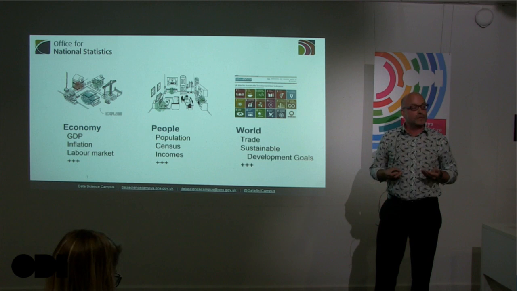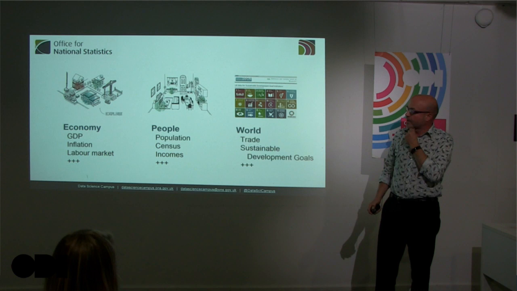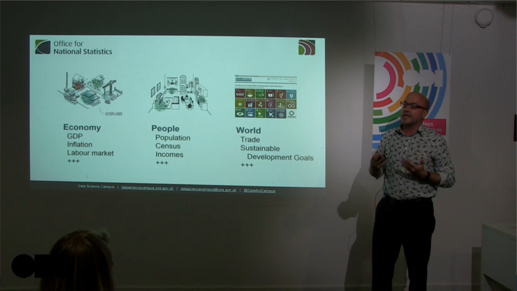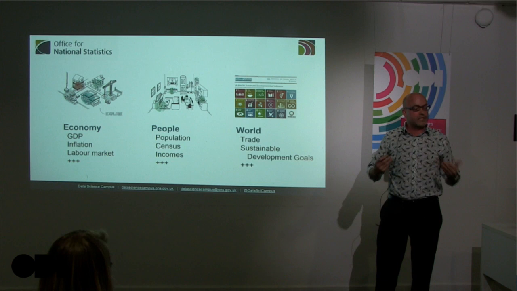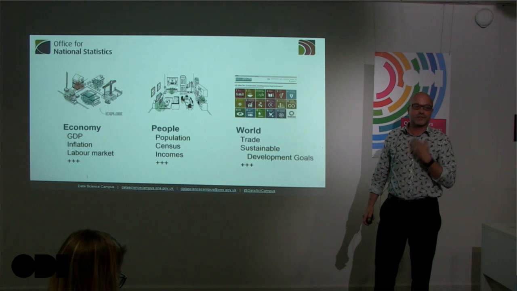So ONS covers large parts of the environment for data users, because all of our stuff is published out. We publish this openly, and the census is one of the biggest open data sources for reuse by others. So this underpins critical decisions across the UK.